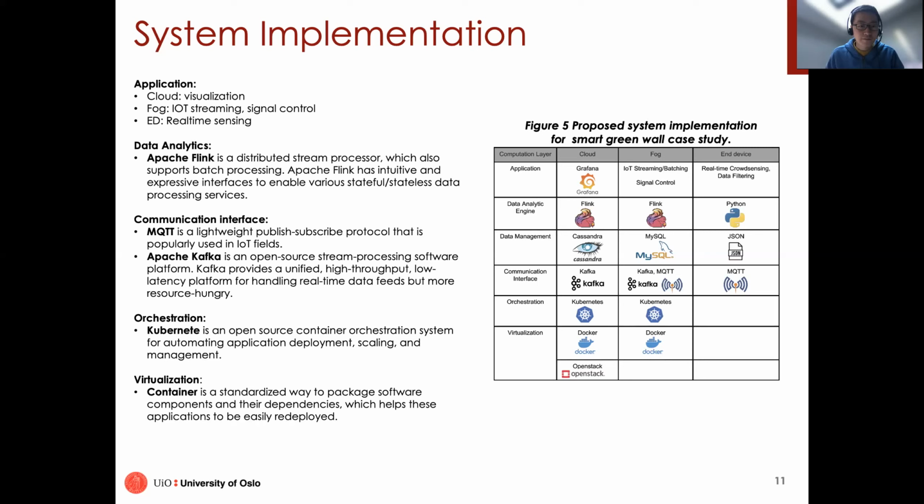For the communication interface, we use MQTT, a lightweight publish and subscribe protocol. And Apache Kafka is also used, which is an open source stream processing software platform. In the orchestration layer, we use Kubernetes, which is an open source container orchestration system for automating application deployment, scaling, and management. We then use virtualization techniques. A container is a standardized way to package software components and their dependencies, which helps the application to be easily deployed and reproduced.